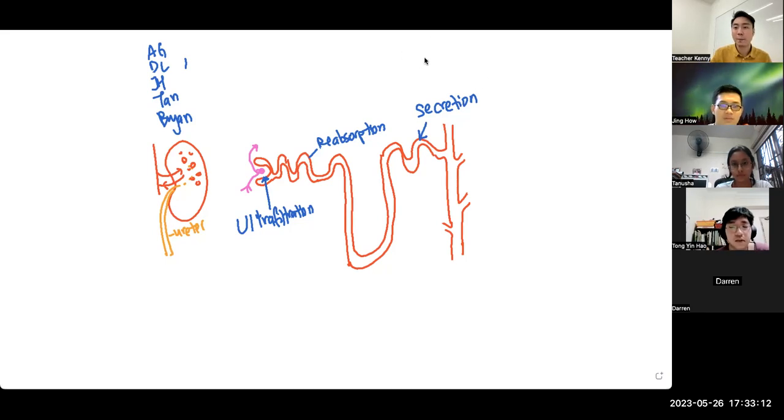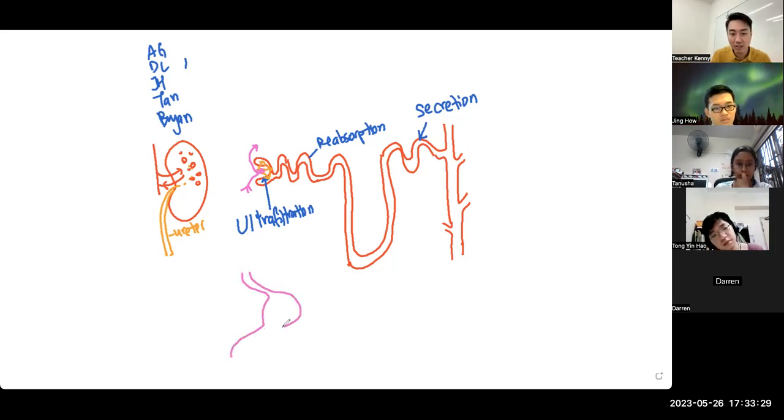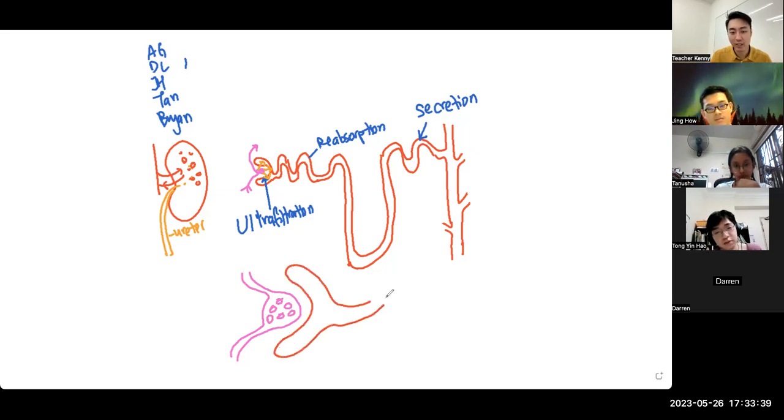Now, what is important is this. In ultrafiltration, listen carefully. Why does the fluid know how to come out from here? How is the fluid exiting? This is called glomerulus. I'm going to draw the Bowman capsule. I'm going to enlarge it. Okay, this is called a Bowman capsule.